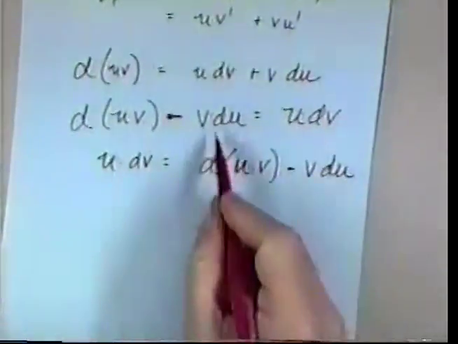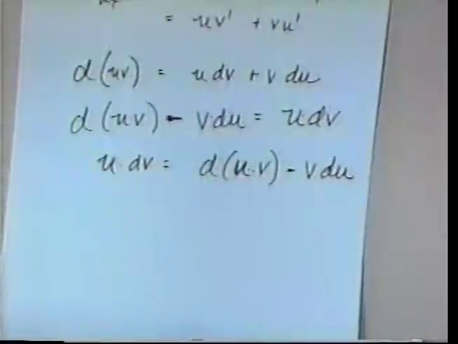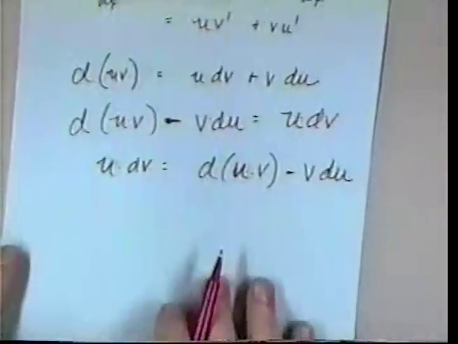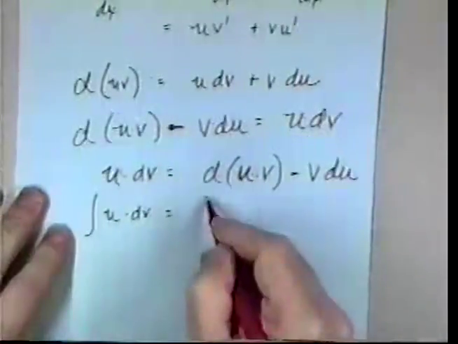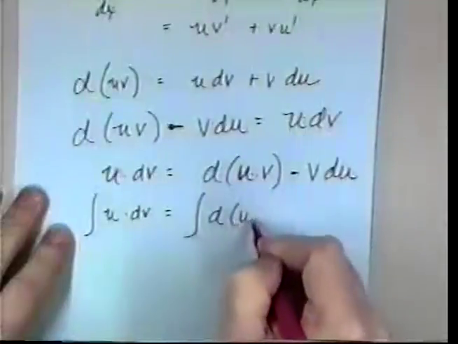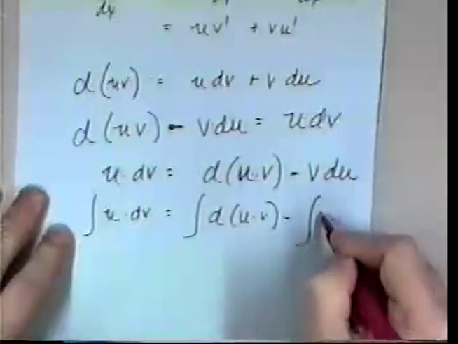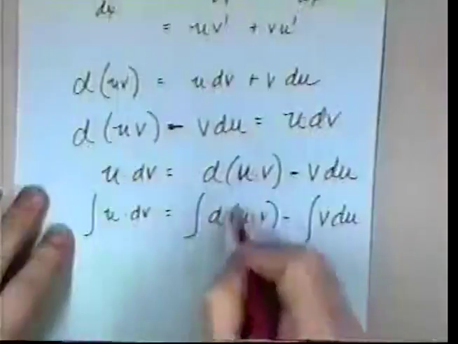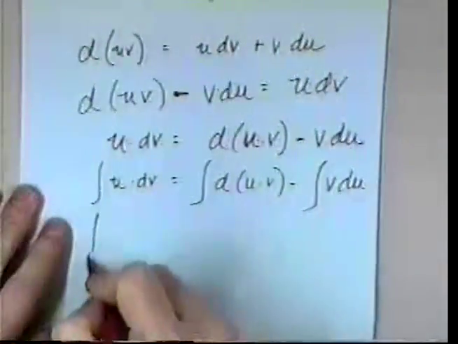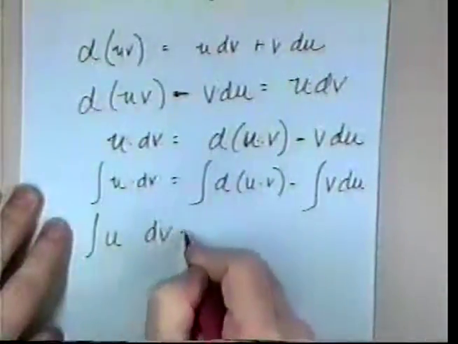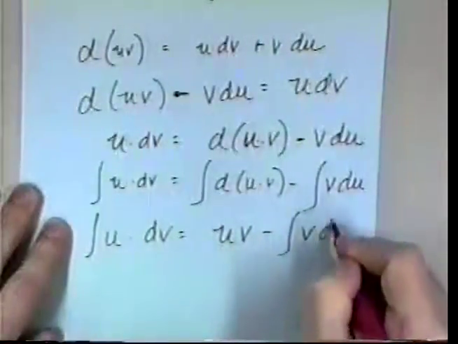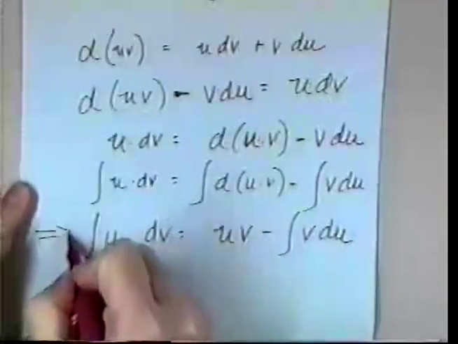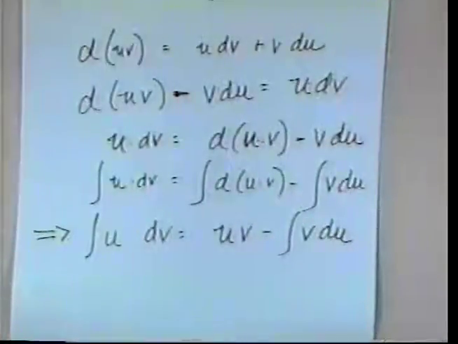Now, this is the difference, so I can take the integral here and the integral here. If I do that, I'll get the integral of u dv equals the integral of the derivative of uv minus the integral of v du. And, of course, the integral of the derivative of uv is uv, so it equals uv minus the integral of v du. And that is the formula that we're going to use for integration by parts.